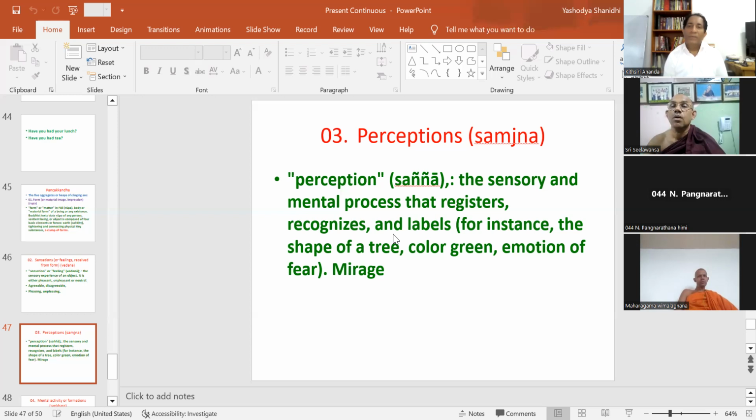So the Buddha says, marichi upama sanya. The emptiness of perceptions is emphasized by the Buddha by giving that particular example.